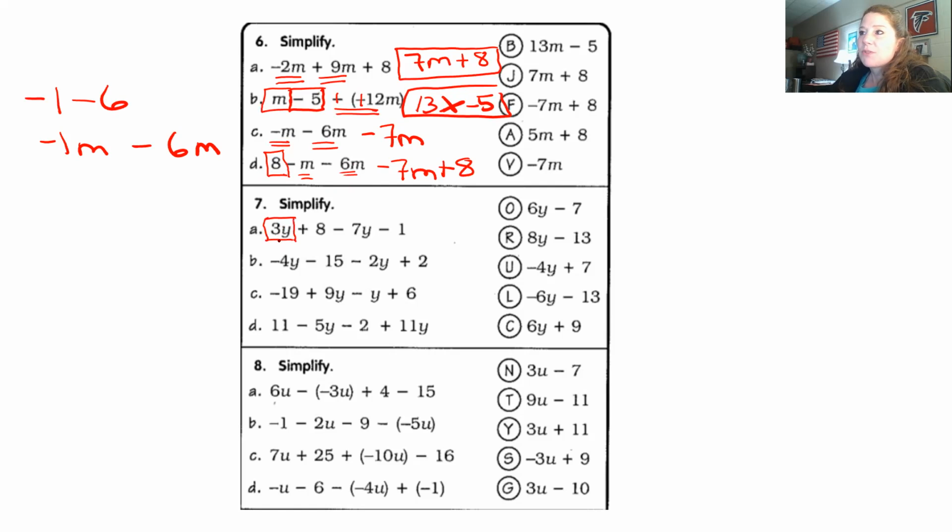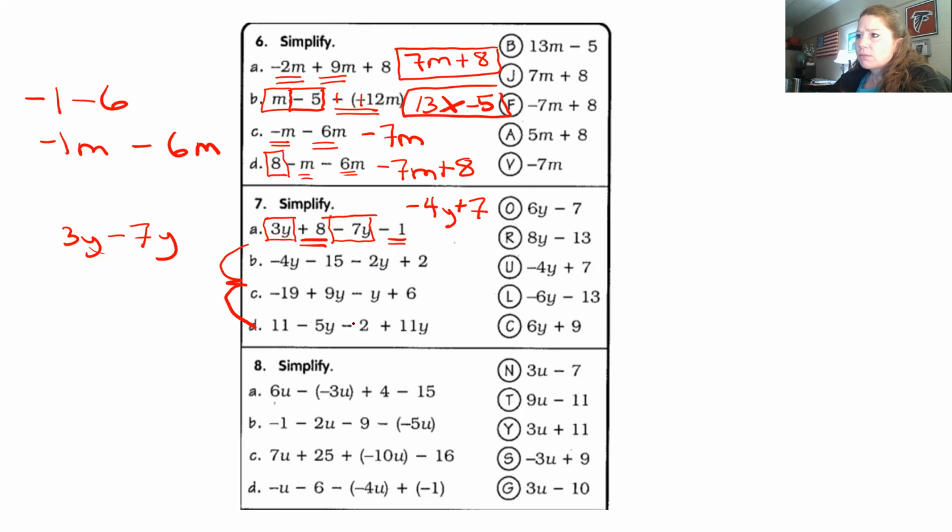So let's look at number 7a. We have a positive 3y combined with a negative 7y. What's 3y minus 7y? Different signs, subtract, keep the sign of the bigger digit, and I would get negative 4y. And then I can add 8 minus 1. 8 minus 1 is positive 7. All right, you guys try those three on your own.